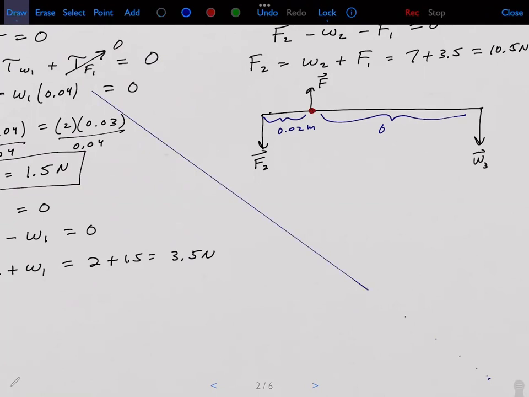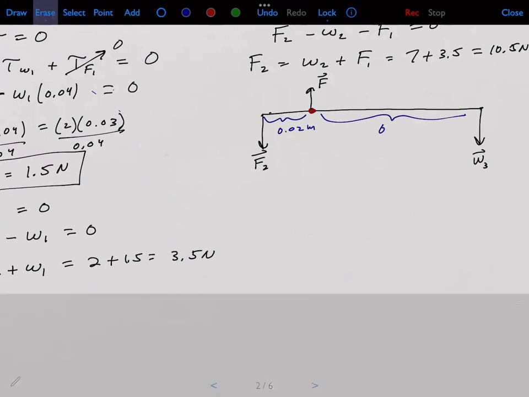so 0.06. I don't know why I just got this weird line in here, but I'm going to erase it. I think my hand hits the screen sometimes and it gives me these stray marks.